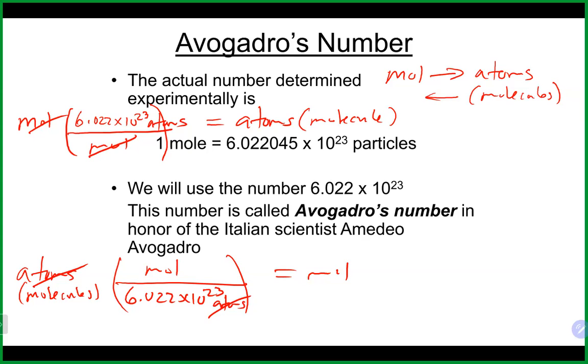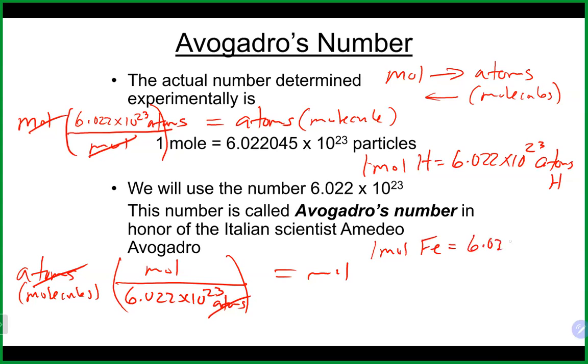Now, we could use Avogadro's number in a couple of different ways. We could take anybody from the periodic table. So, for example, we could say that 1 mole of hydrogen would have 6.022 times 10 to the 23 atoms of hydrogen. 1 mole of iron, for example, would have 6.022 times 10 to the 23 atoms of iron. So we could do it for anybody on the periodic table.